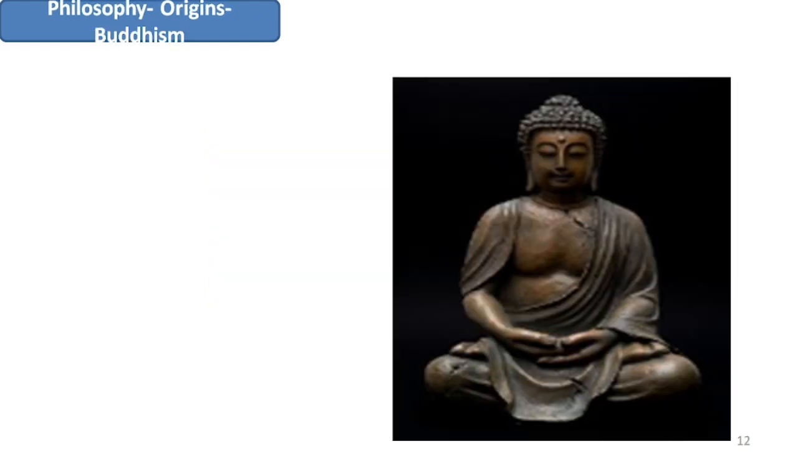Buddhism, founded by Siddhartha Gautama in the 5th century BCE, emphasized the impermanence of all things and the nature of suffering. It taught a path to enlightenment through ethical conduct, meditation, and wisdom. The Four Noble Truths and the Eightfold Path offered a systematic approach to understanding and overcoming human suffering.